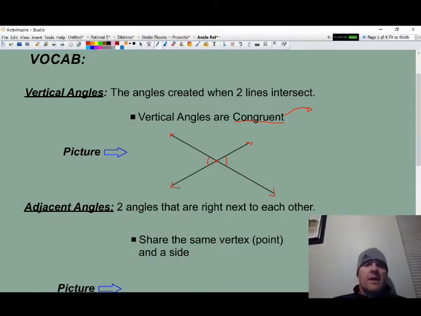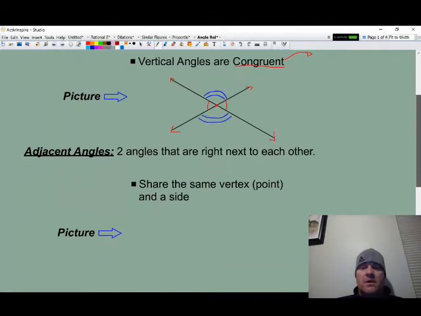Then you also have another set of vertical angles, which would be this one right here. In order to show this one, we're going to show this with two half circles. Two half circles there would be good. So this one and this one are the exact same. Really important for you to know. Pause that if you need to.